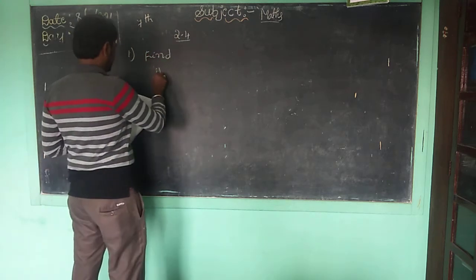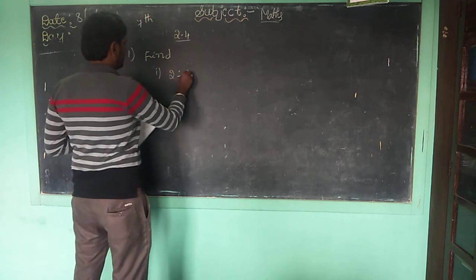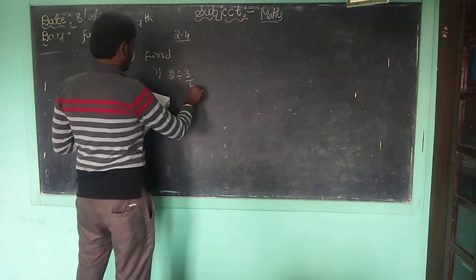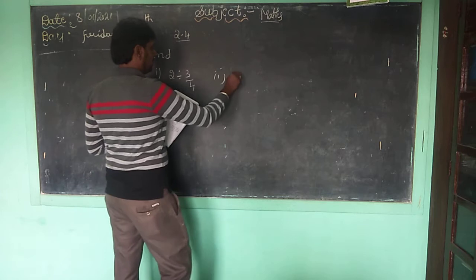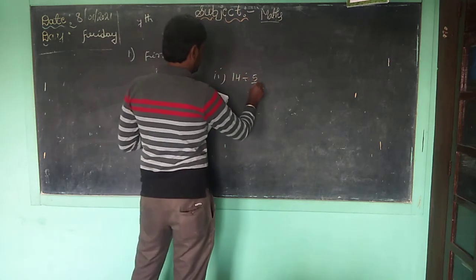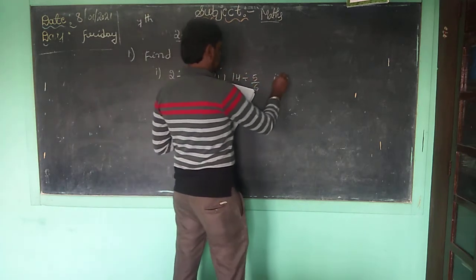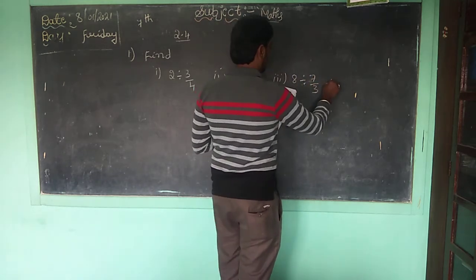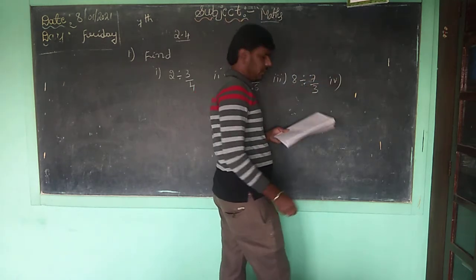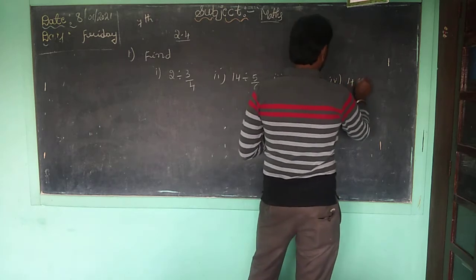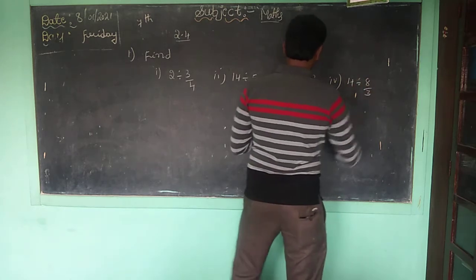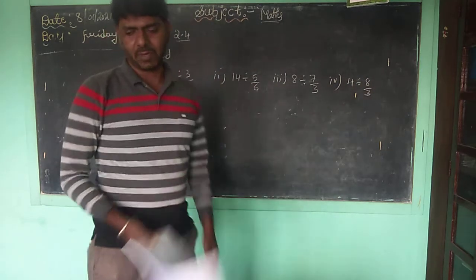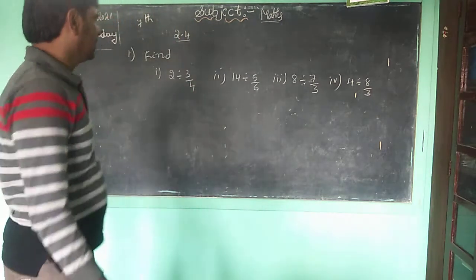So we want to discuss 12 divided by 3 by 4, and 14 divided by 5 by 6, and 8 divided by 7 by 3, and 1 is 4 divided by 8 by 3. Okay, children, now we want to discuss this one.